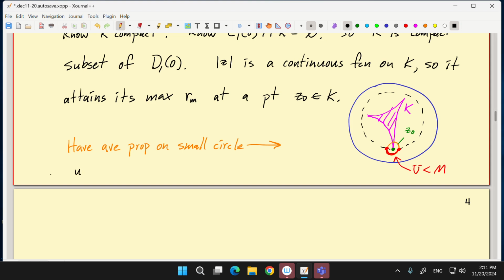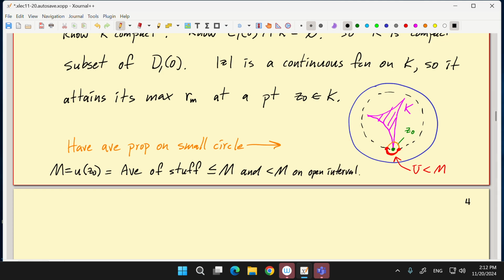So u of z naught equals an average of stuff which is less than or equal to the max and strictly less than M on an interval, an open set. And of course that's the usual contradiction. So that M is less than or equal to 0.